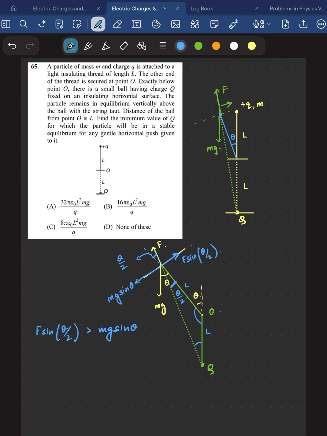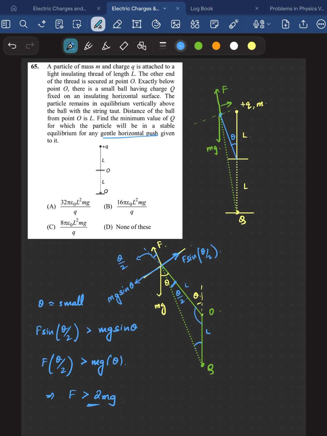And this is where we make use of the condition that it is given a gentle horizontal push. So your theta is a small angle. So we can write this as F into theta by 2 should be greater than mg into theta. So we get the condition that F has to be greater than 2mg.